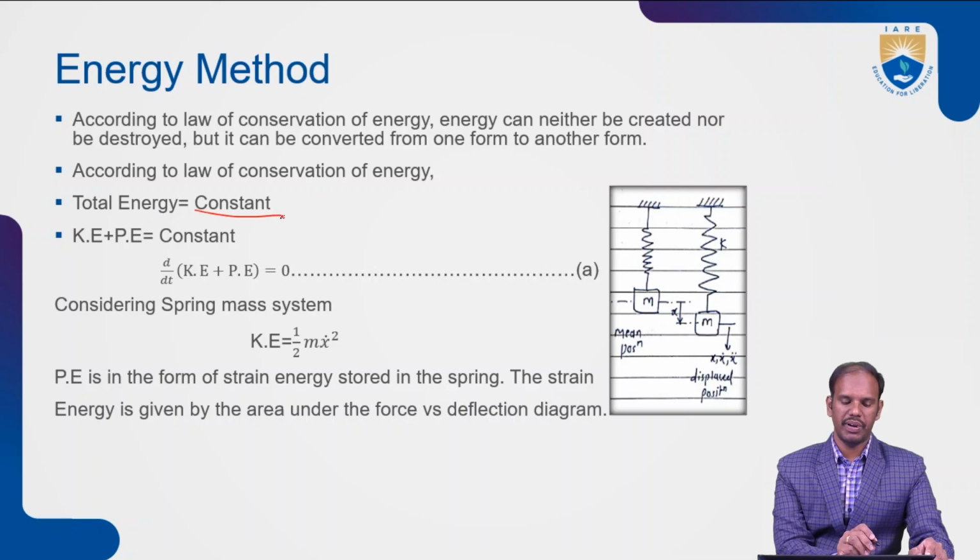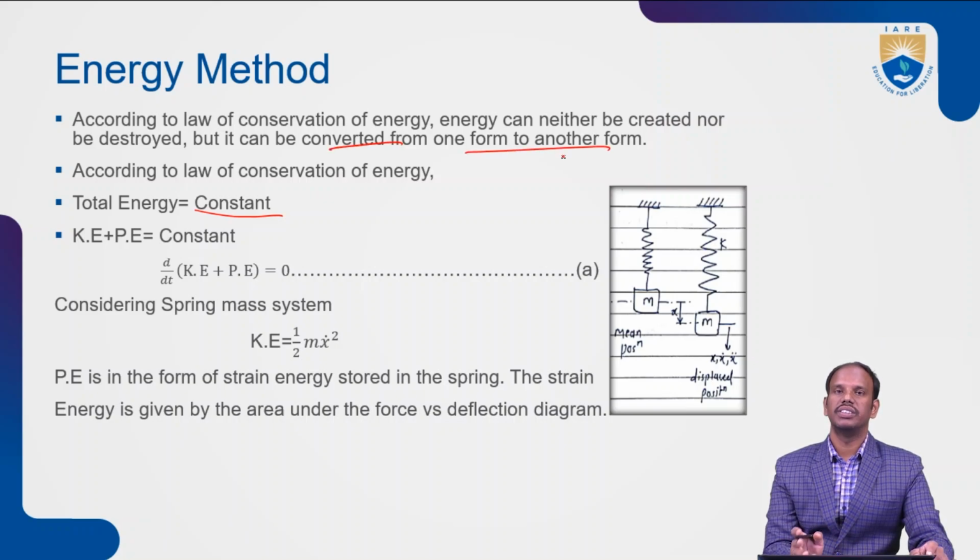Total energy is going to be constant. Energy is neither created nor destroyed. It will be converted from one point to another point. It was already said previously, and we are checking it once again. So the total energy is going to be constant. The kinetic energy and potential energy sum is going to be constant. So if we are having differentiation, also considering the spring mass system, the derivative will be 0.